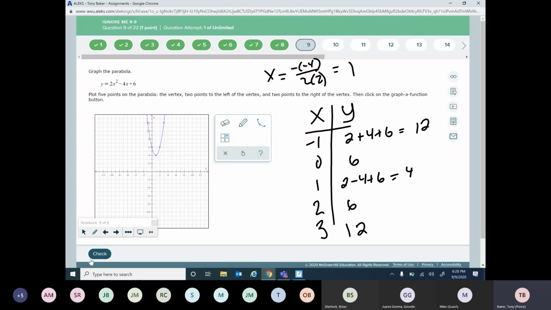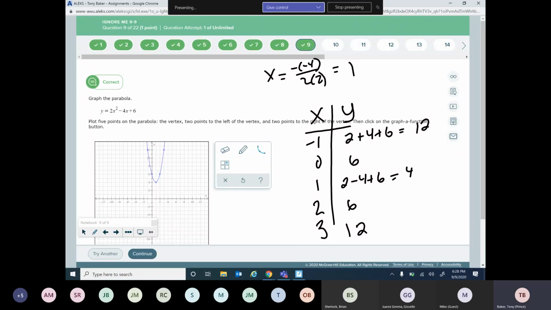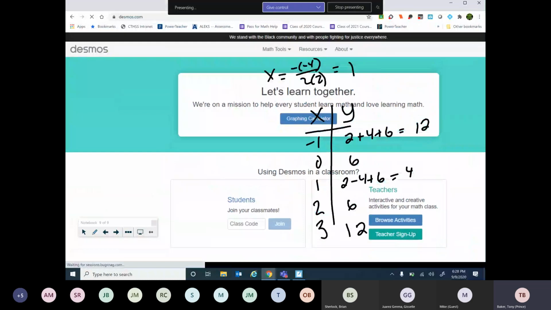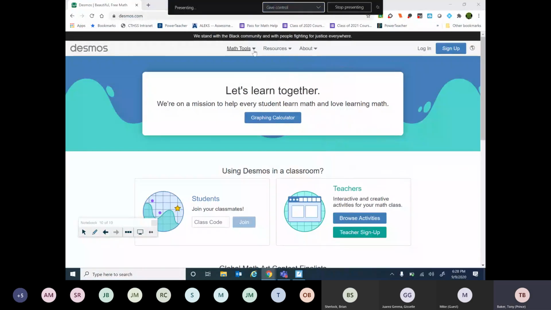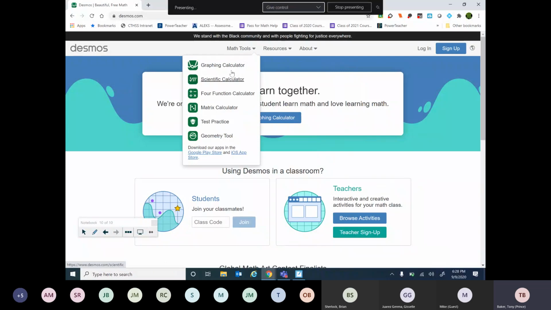There's a graph, and we have a nice parabola. Let me pull up Desmos so I can show you that real quick. So Desmos has a graphing calculator and a scientific calculator. The graphing calculator will graph it for you. That'll be just like a normal graphing calculator.